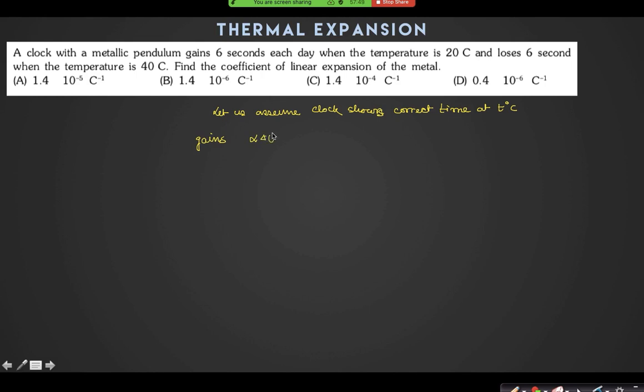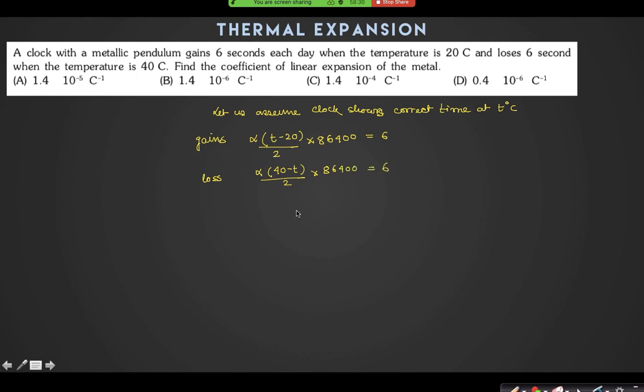alpha into delta theta divided by 2. Delta theta means T minus 20, into 86400, that is equal to 6 seconds. So in gain or loss we have the same formula. For loss, it is alpha into 40 minus T by 2 into 86400, is equal to 6 also.